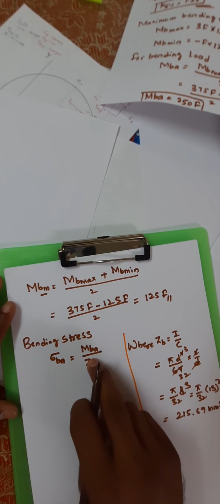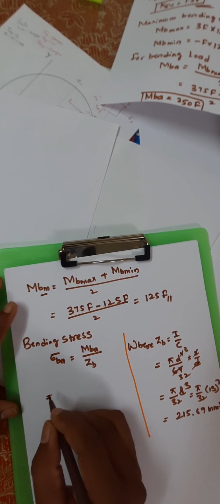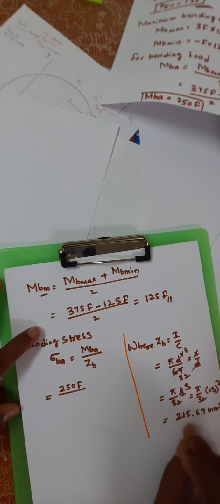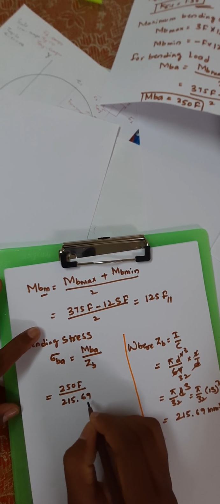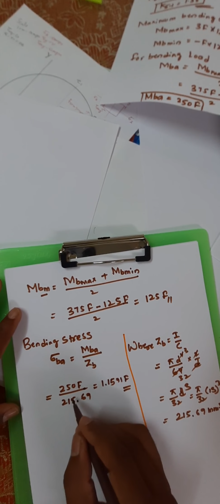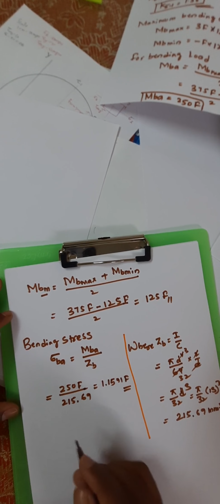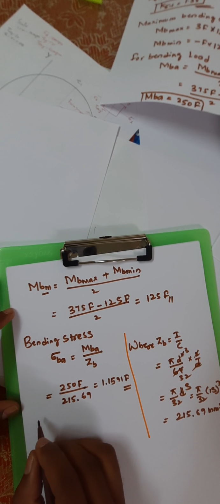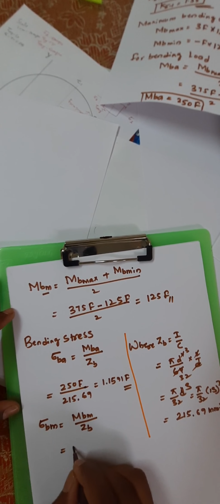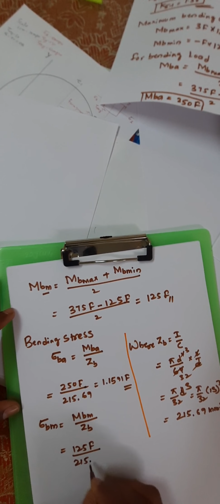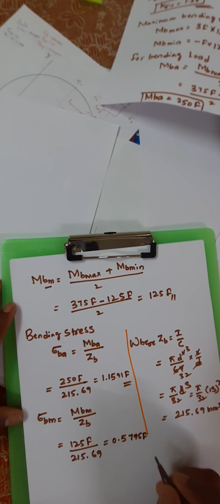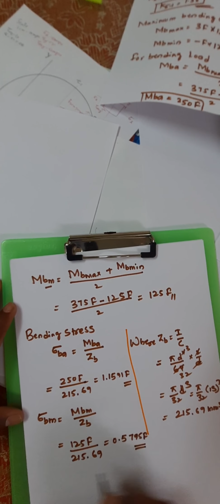Same way, if you substitute these values, we know MBA is 250 F divided by ZB, which is 215.69, we will get 1.1591 F. Similarly, sigma BM is MBM divided by ZB, which is 125 F divided by 215.69, that is equal to 0.5795 F. This is the value we will get.